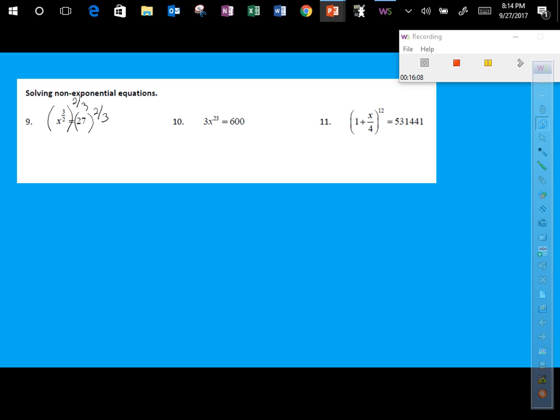Now, if you check out what's happening on the left-hand side, a power to a power, you multiply your exponents. I'm going to have x to the 3/2 times 2/3, which is really just x to the 1st. Now, I need to figure out 27 to the 2/3. So I'm going to go back a chapter. This is really the cube root of 27 squared. So this is really 9.